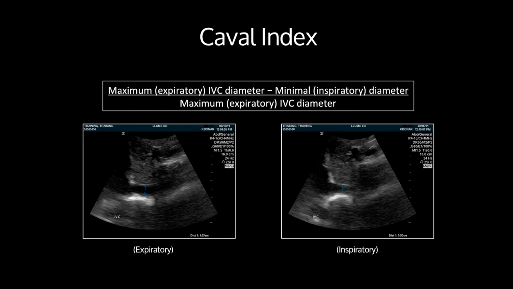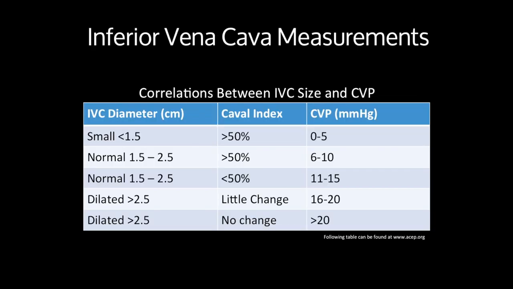The caval index is measured by taking the maximum IVC diameter during expiration and subtracting the minimum diameter of the IVC during inspiration from that, then dividing all of that by the maximum IVC diameter. This table was taken from acep.org and shows the correlations between the IVC size and the CVP. Small diameters with greater than 50% caval index correlates with a relatively low CVP compared to a dilated IVC with little to no change in the caval index, which correlates with a high CVP. In the first case, probably the patient can receive fluid, whereas the second case probably should not receive as much fluid.